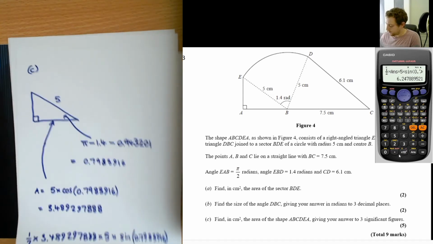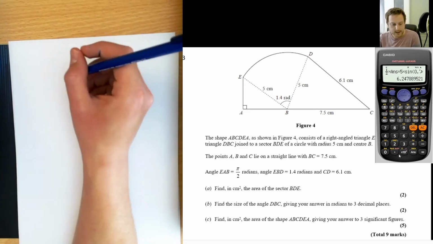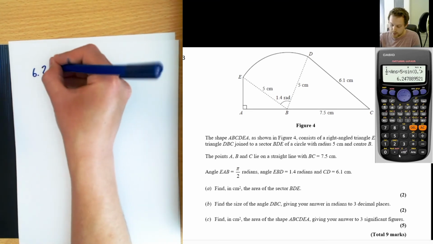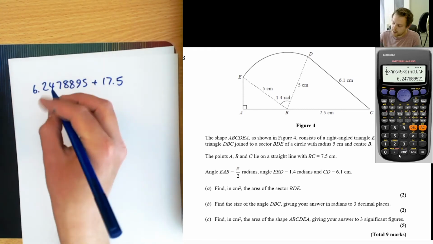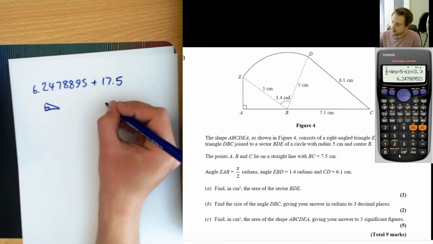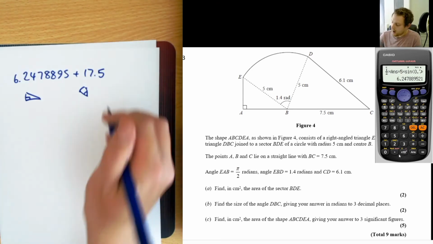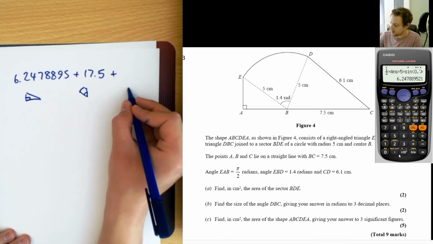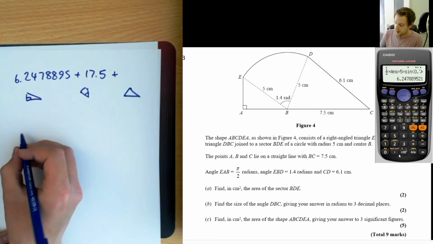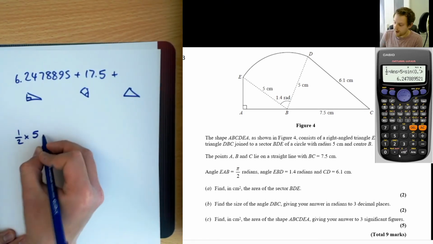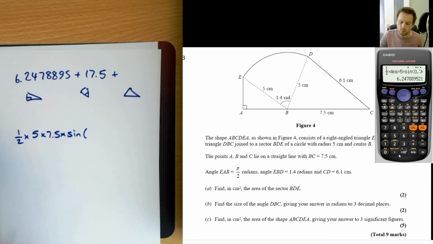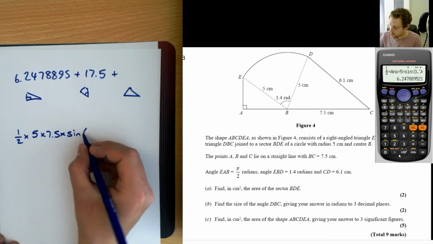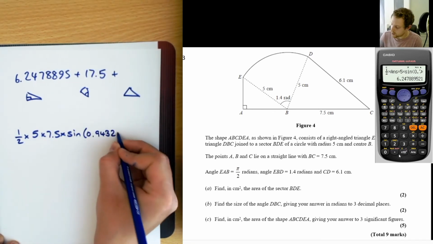So that's that, and I need to add that to 17.5. So I've got 6.2478895, add 17.5. So that's this triangle over here. Then this is the sector, and then I've got kind of to do the last bit there, which is going to be 1/2 times 5 times 7.5 times sine of 0.943201.